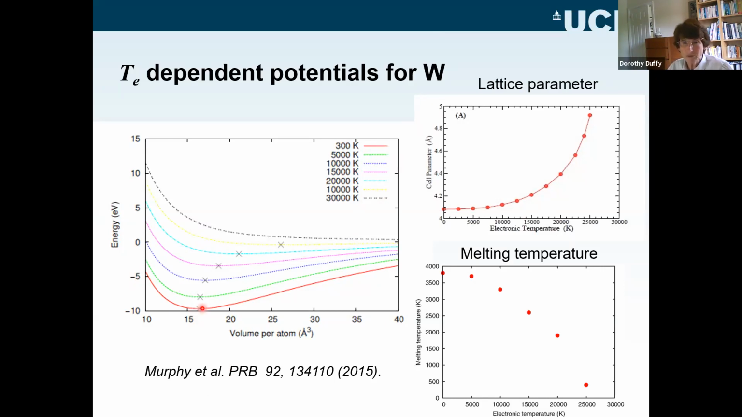The red one here is the ground state, which I think is a basic modified Finnis-Sinclair potential. Then if we increase the electronic temperature, we get a full set of potentials that change gradually. You can see that the depth of the well decreases as you increase the electronic temperature, and the position of the minimum moves out. So effectively you have two effects: the lattice parameter will expand when you increase the electronic temperature, and the melting temperature will decrease. That's a feature of both. So we now have a complete set of electronic temperature dependent potentials for tungsten.